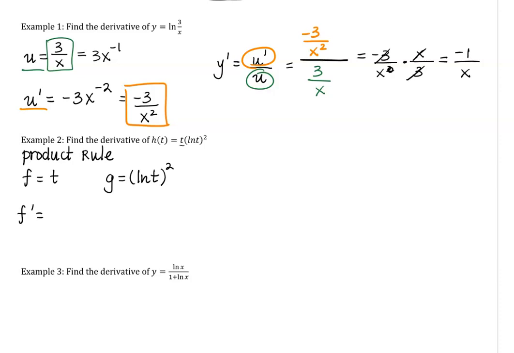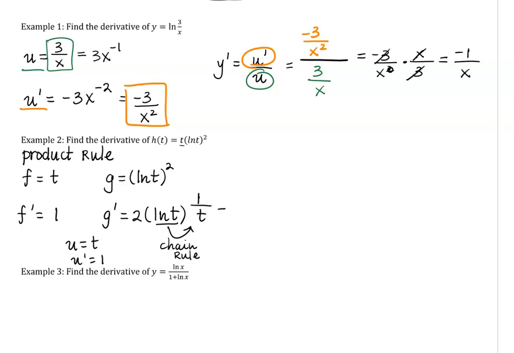Let's find our f prime and our g prime. The derivative of t is just 1. For g prime, we're going to have to use the chain rule. I'm going to bring the exponent of 2 down in front of the natural log. The new exponent on the natural log is just a 1, but we don't have to write that. But the chain rule says that we have to multiply by the derivative of whatever is on the inside, and the derivative of natural log t is 1 over t. Because when we're finding the derivative of natural log t, remember we're doing u prime over u. So just really quickly, u in this case is t, and u prime is 1.